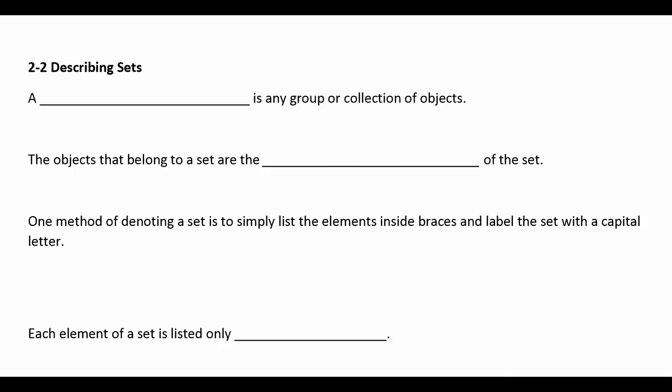Okay, our second section into formal language involves looking at how to describe sets and some of the symbols and vocabulary associated with it. So let's just jump in here and get started with the new words. A set is any group or collection of objects. The objects that belong to the set are the members or elements of the set.